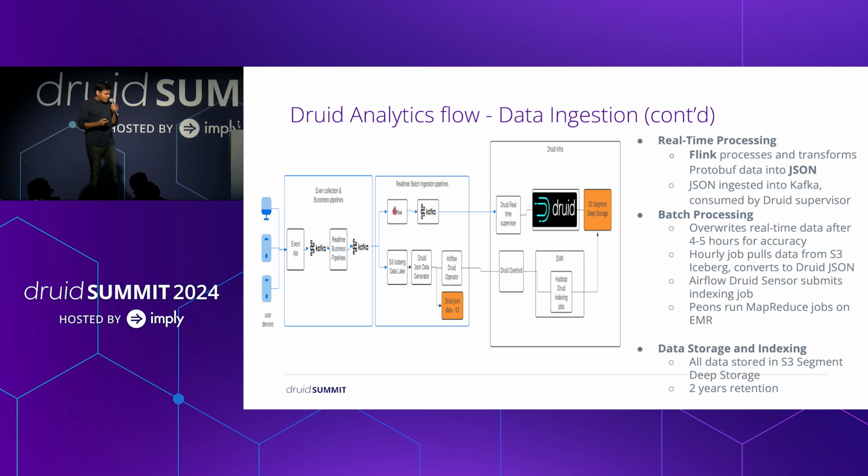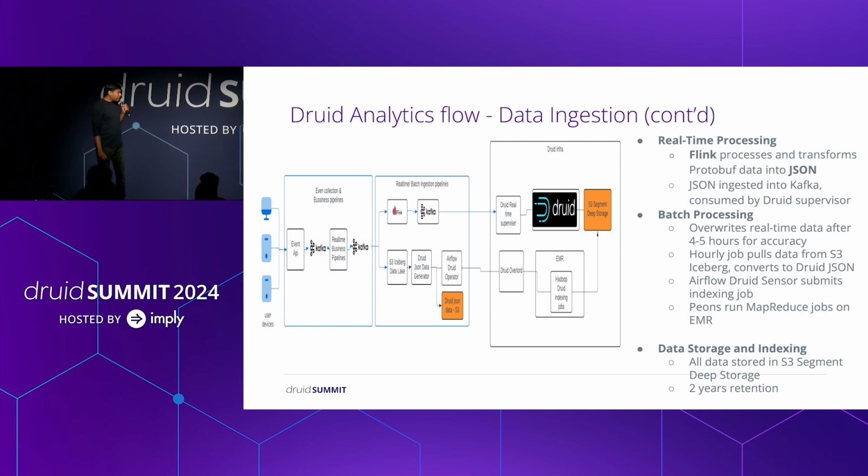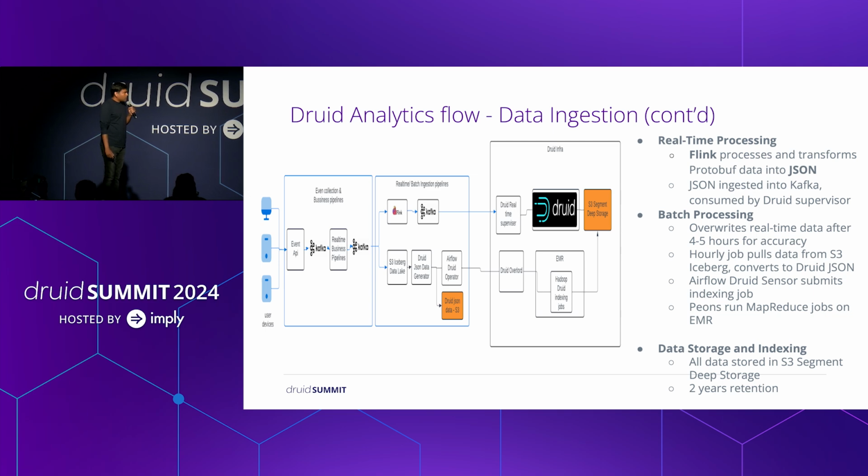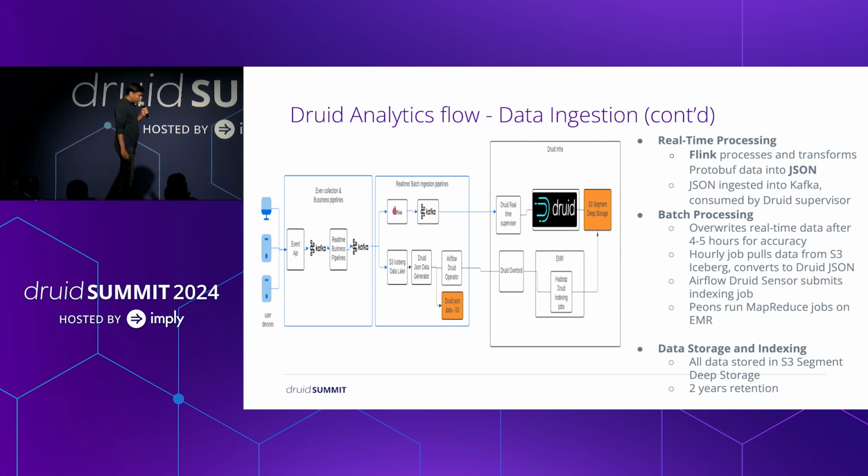And then we have our Airflow sensor operator that submits the indexing job to Druid. Druid then launches the Peon. Peon is responsible for ingesting the batch data. That launches a MapReduce job in EMR. We don't use the native ingestion. We use a MapReduce job running on EMR that aggregates the data and finally puts it into S3 deep storage. The data is stored in Druid for 2 years.